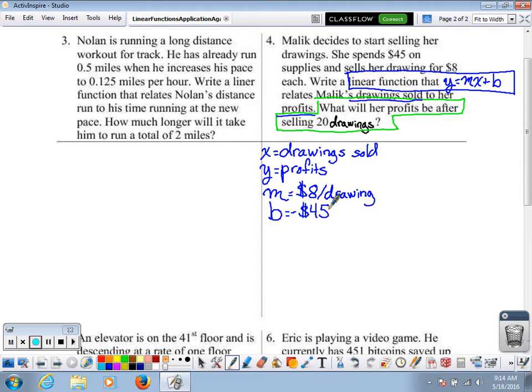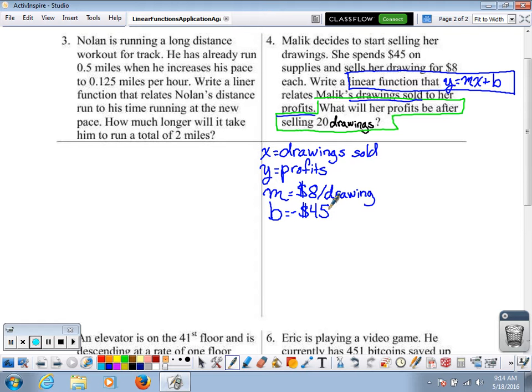Profits are money that you get to keep. Not only did she not get to keep that $45, she had to lose that $45. So our B is negative 45. Sorry, Malek, got to spend money to make money. Now we have everything we need to sub them in.